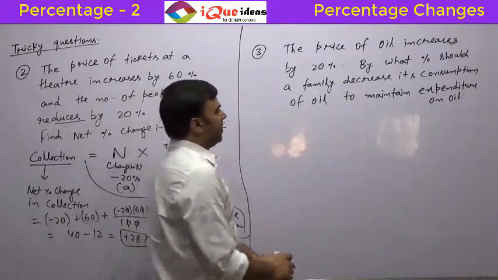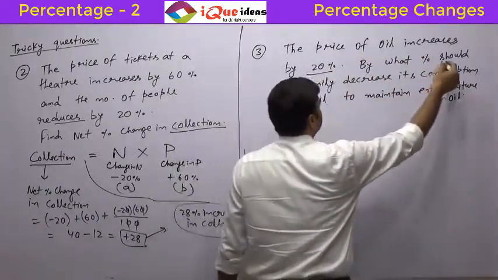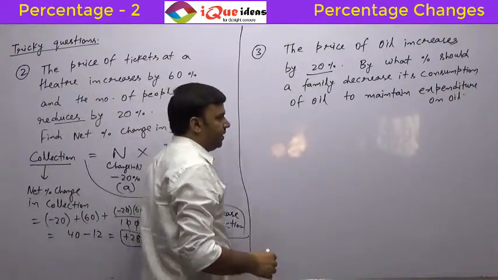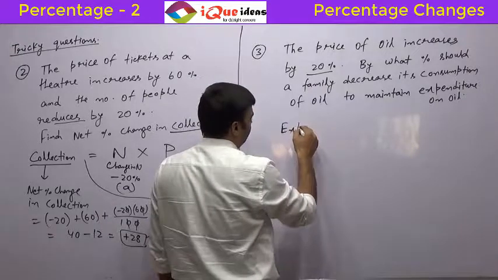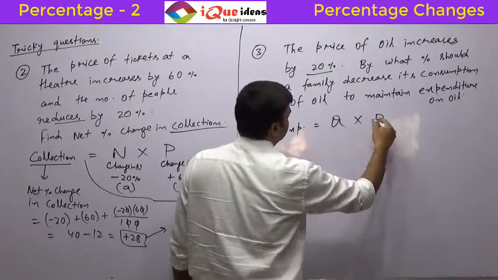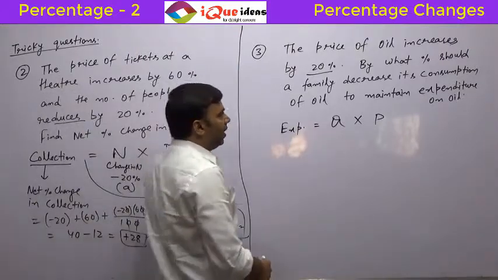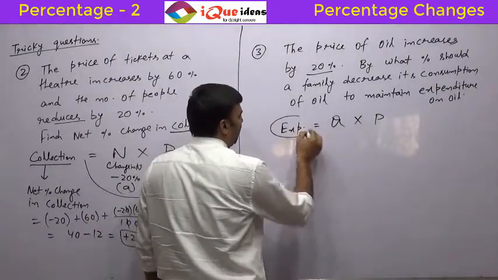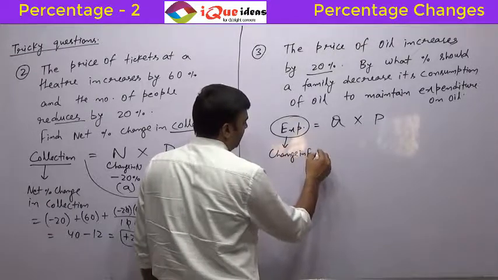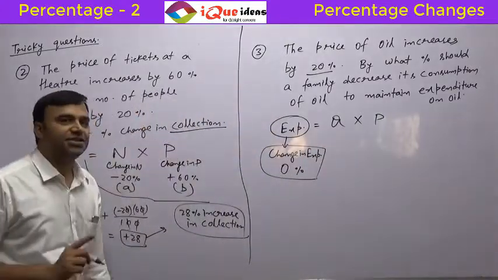Now, this question is again a tricky one. The price of oil increases by 20%. By what percentage should a family decrease its consumption of oil to maintain expenditure of oil? Let's see. How do you calculate the expenditure on anything? The expenditure will be equal to the quantity into the price. Here, we have to maintain the same expenditure. So, change in expenditure is 0%. It's already given. Change in expenditure is 0%.